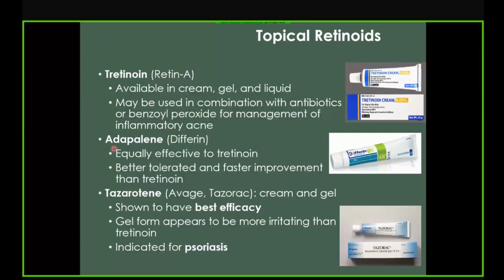You have your tretinoin, which is Retin-A, adapalene, which is your Differin, and your tazarotene, which is your Tazorac, which is the one that we typically use, or you have Avage. These two you've heard a lot about probably, especially if you watch commercials.